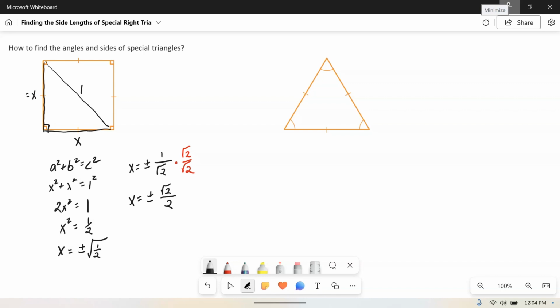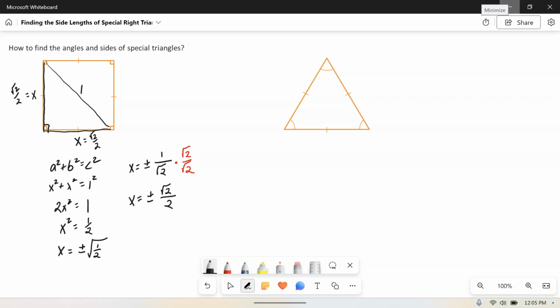So the length of these two sides of the triangle are both square root of 2 over 2. Okay, so we now have a right triangle, and we know the length of the hypotenuse and the length of the two legs. So if the hypotenuse is 1, then both the legs have a length of square root of 2 over 2. And we also want to figure out the angles.